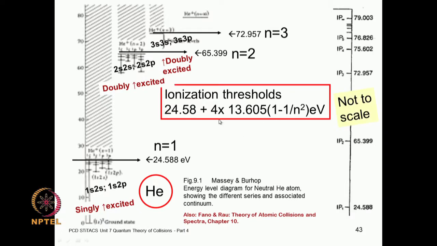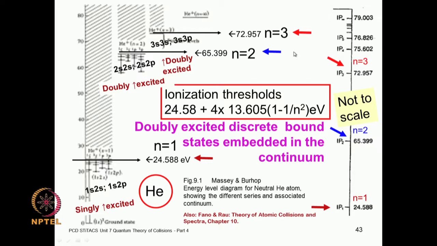Now for helium, of course, Z is equal to 2, so you get 4 over here, Z squared, and that's what it is. So here is the energy scale, and these scales are different. You've got 24.56 over here, which comes here. Then you have the n equal to 2 limit, which is shown on the scale over here. And then you have the n equal to 3, and you have the doubly excited discrete bound states. All of these are embedded in the continuum on the left side.